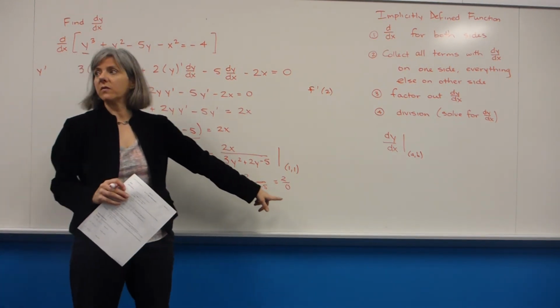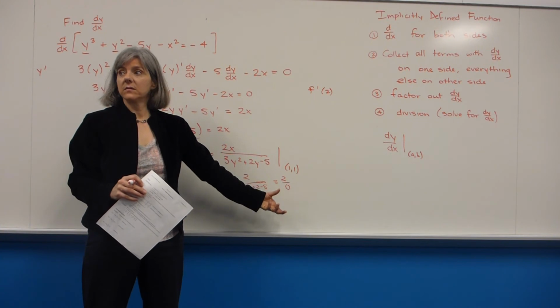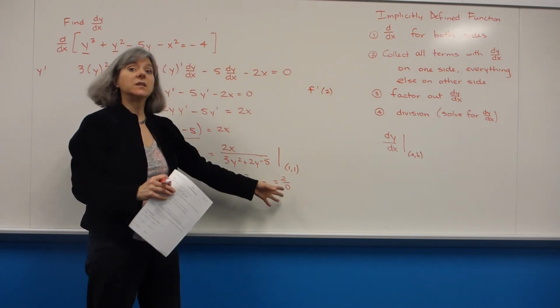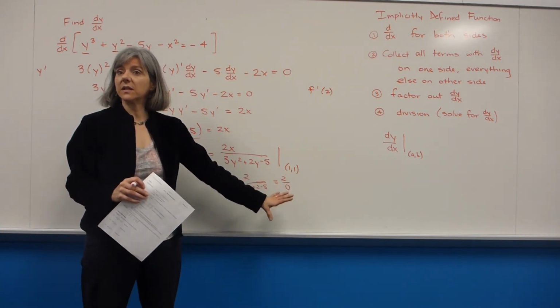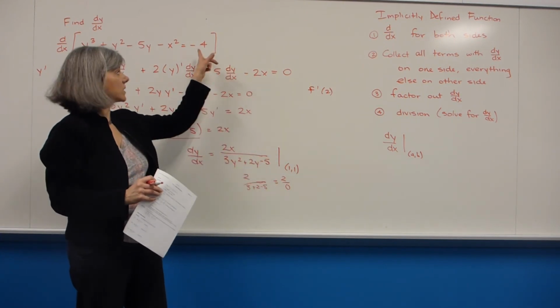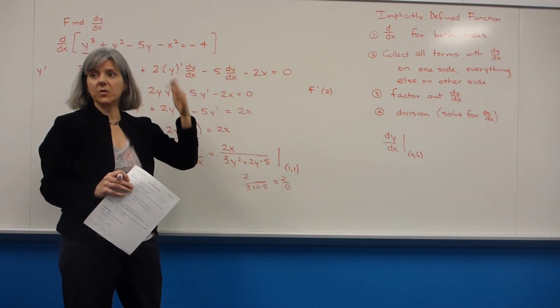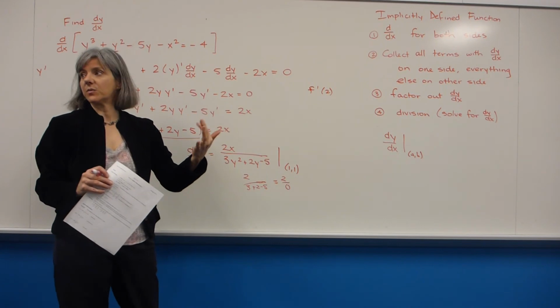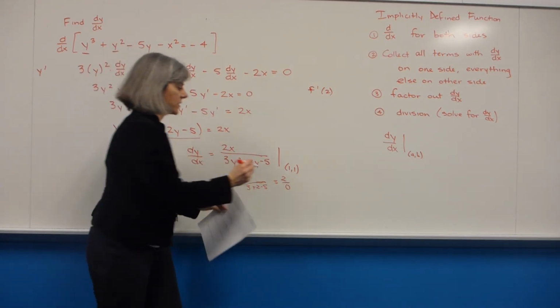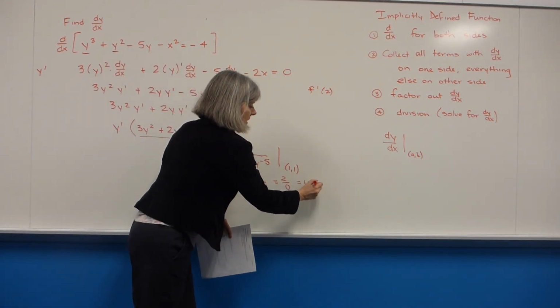So this is a good one. 2 over 0. What is that? It's undefined, right? So at this particular point, 1, 1, which is on this graph, it's a vertical slope or a vertical asymptote. I don't know the graph well enough to know. So this one's undefined. Okay.